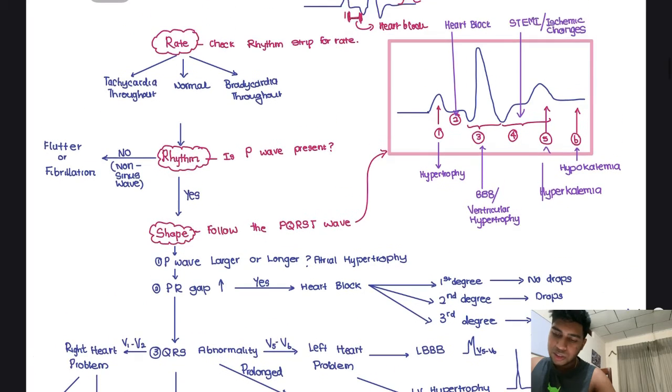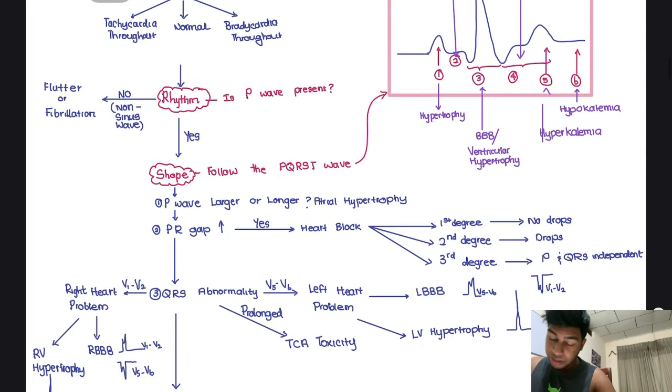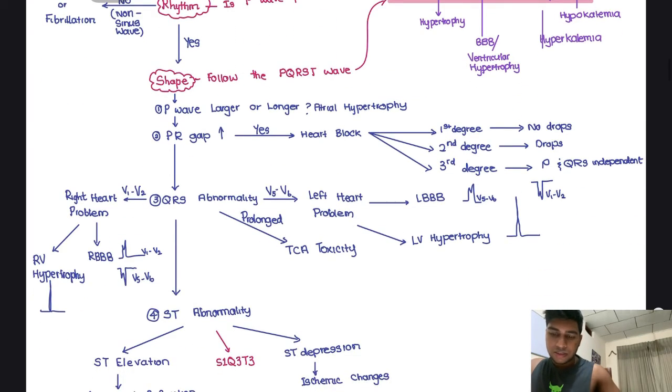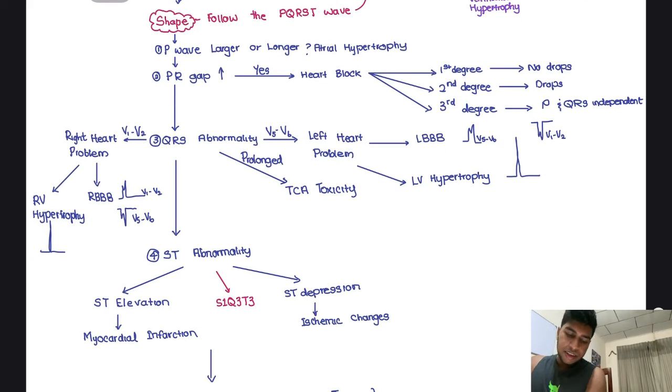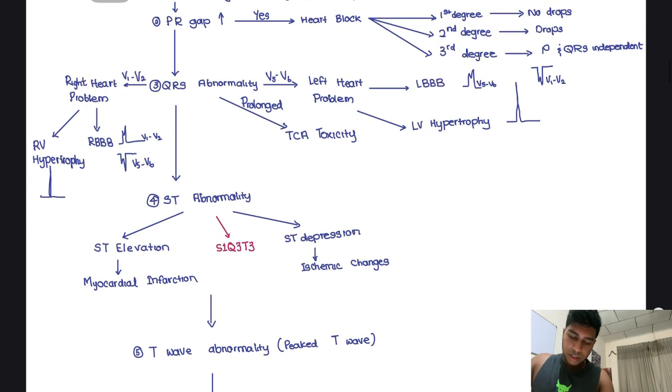Okay? So once you decide it's a bundle branch block, once you decide it's a heart block, just follow the rhythm strip and find what degree of block it is. Okay? Next, QRS abnormality. If it is a problem in V1, V2, it's a right heart problem: hypertrophy or a bundle branch block. If it is abnormal in V5, V6, it's a left bundle branch block or left ventricular hypertrophy. Okay, I have drawn this all here.